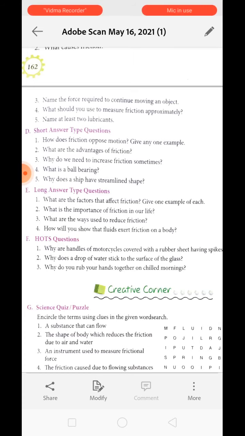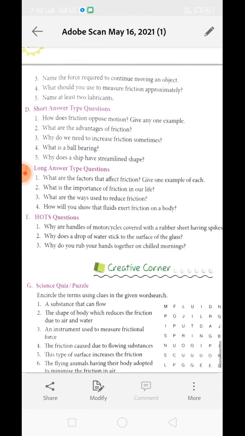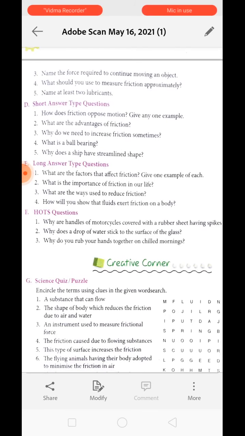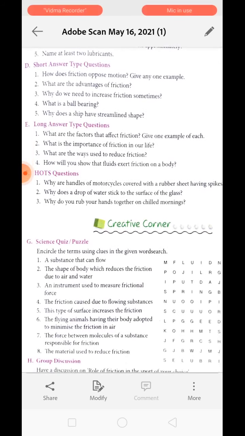Okay, fourth number, what should you use to measure friction approximately? We should use spring balance to measure the friction approximately. Fifth question, name at least two lubricant. It can be oil, it can be graphite or grease. Okay, next is short answer type of question. How does friction opposes motion? Give one example. Friction opposes motion by forming interlocking between the rough edges of two surfaces. For example, a moving ball gets stopped after traveling some distance.